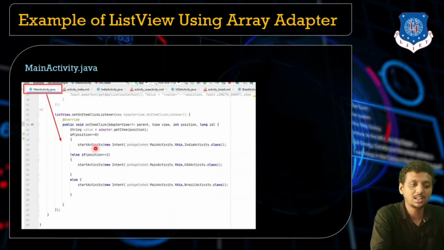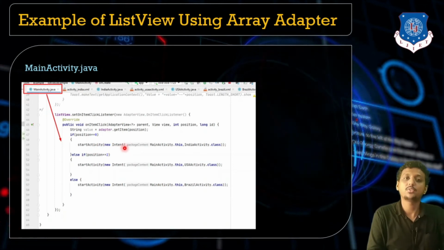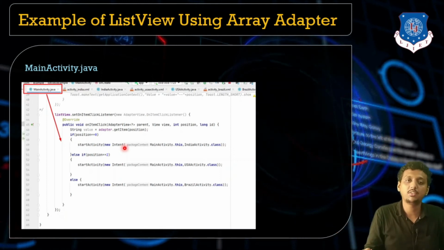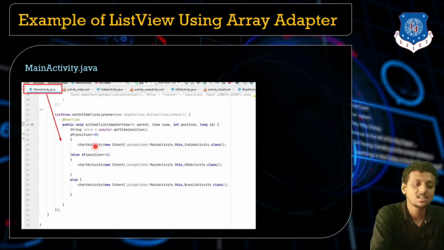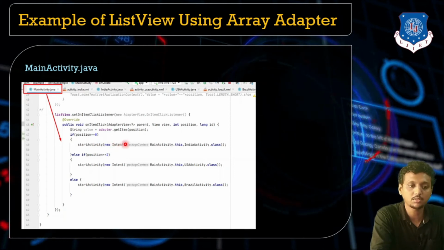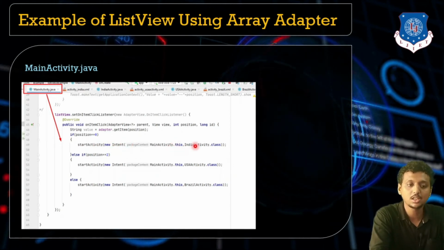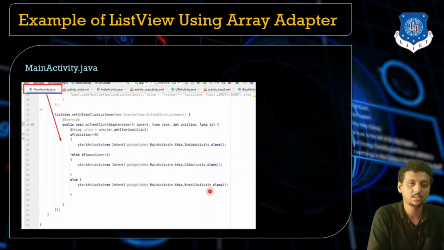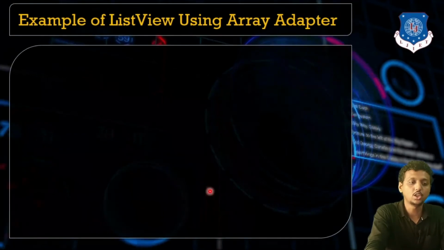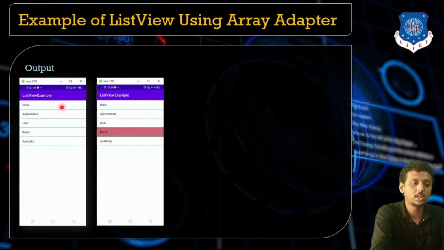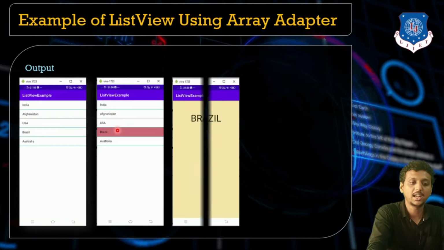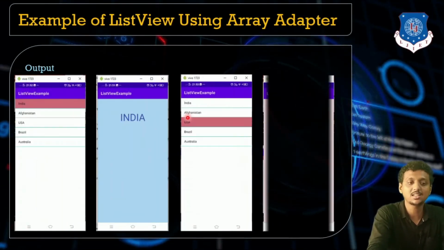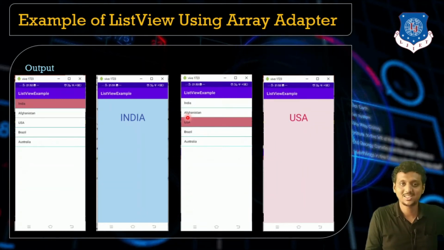So how to start the intent? Instead of creating intent is equal to new intent and then writing start activity, you can directly write: start activity, new intent, which creates the object of the intent, and pass MainActivity.this as the source and the destination. Fine. So when you click on Brazil, you will get the Brazil screen. Once you click on India, you will get the India screen. When you click on the USA, you will get the USA screen.